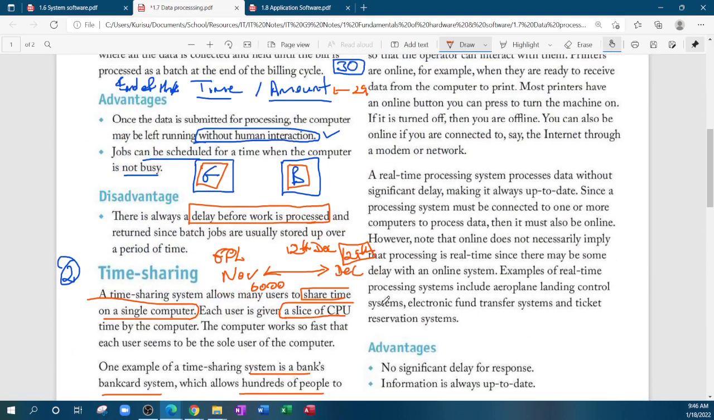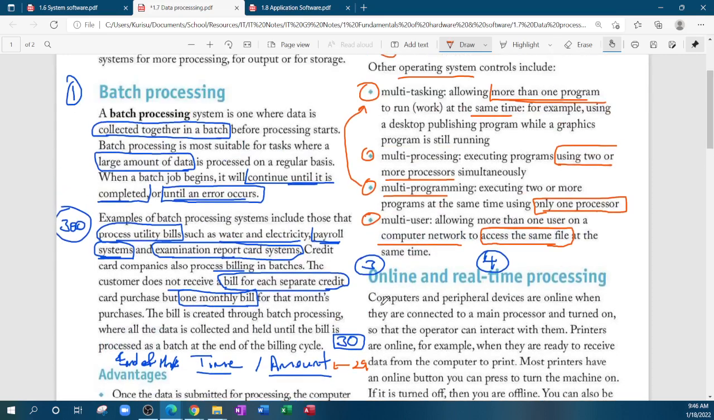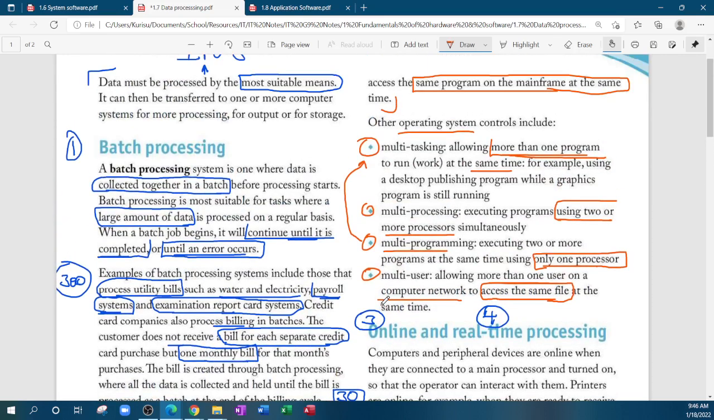Alright, so are you guys clear on time sharing and how your operating system functions to carry out time sharing? Anyone with any questions? No, sir. Alright.